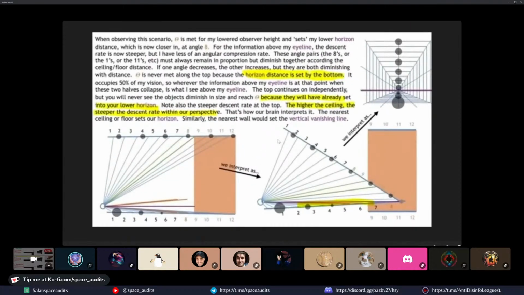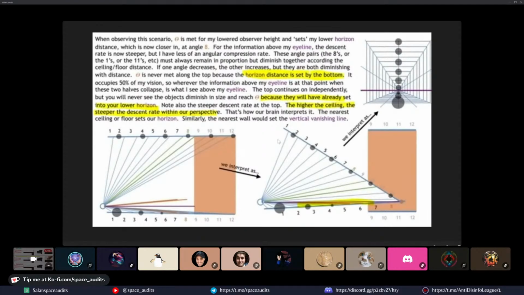And if you read this one, it just goes over for information above my eye line, the descent rate is steeper, but you have less of an angular compression rate. So it essentially puts that you govern the bottom of your horizon because it's closer to where your eye level is, and that's why the bottom recedes first, essentially. So wherever the information above your eye line is, those two halves have to collapse, and that's what you see above your eye line. So the top continues on independently, but you will never see objects diminish in size, reach the theta top, meaning recede into the top, because they have already set into your lower horizon, because your eye line sets the lower horizon of the closest border.